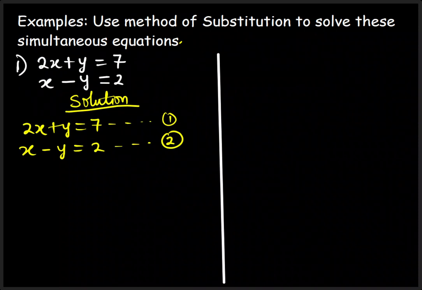Like I said, the advice is that when you are doing substitution, it is easier to make a variable that has a coefficient of 1 or -1 the subject of formula. So it will be easier to use y in equation 1, or x in equation 2, or y in equation 2. You can also use x in equation 1, but x has a coefficient of 2, which will lead you to a fraction. So for now, we'll avoid that.